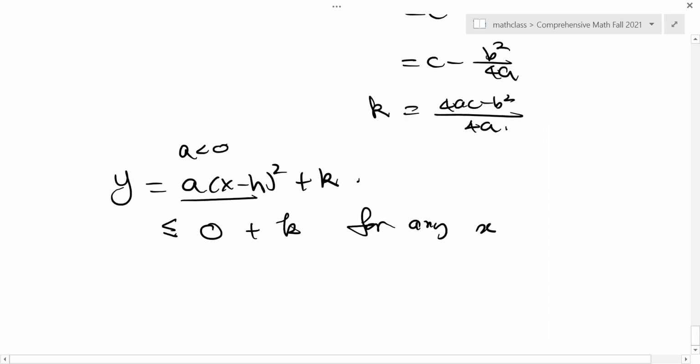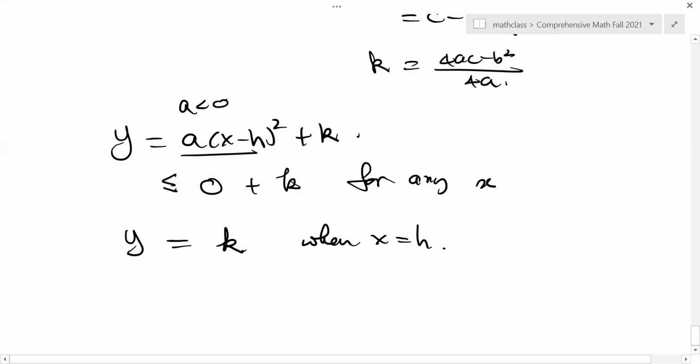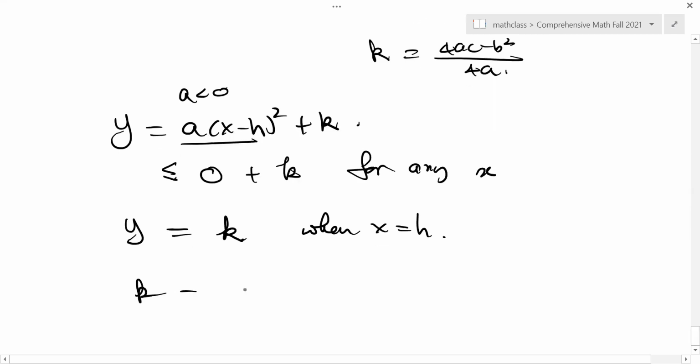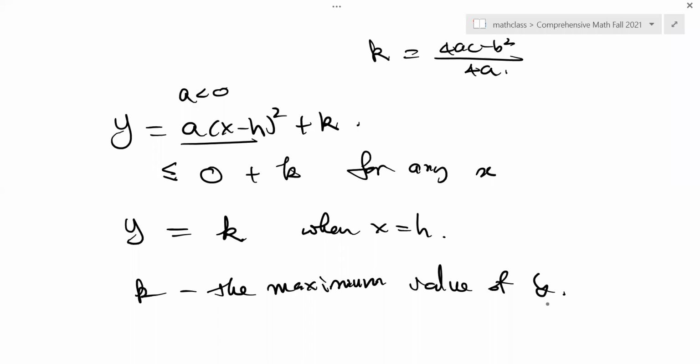And y can be k when x equals h. When you plug h in for x, you get k. So that's why k is the maximum value of y. If there's no restriction on x, that is. Sometimes you're given a restriction on x, and that's a different story. If x can be arbitrary, then k is going to be the maximum value.